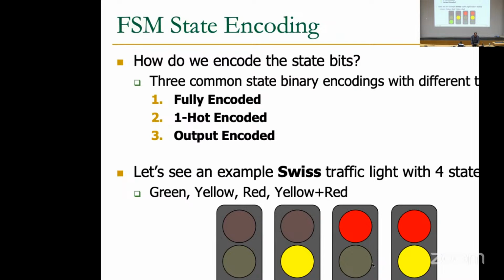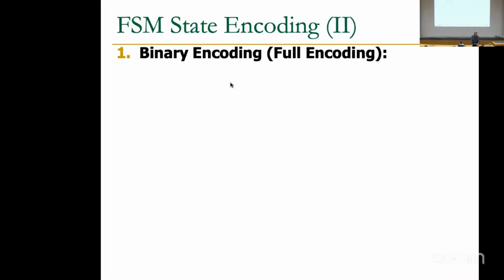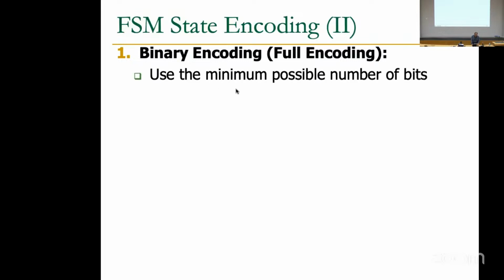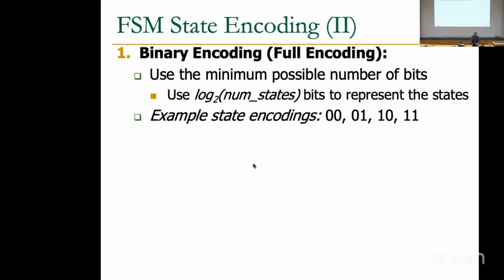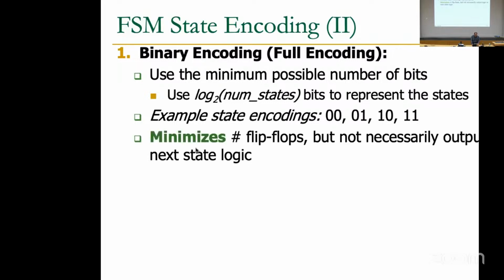So essentially we have 4 states, and now we want to encode them. With binary encoding, or full encoding, we use the minimum possible number of bits, which is log 2 of the number of states, bits to represent the state. So here we have 4 states. That means we need 2 bits to encode them. So that minimizes the number of flip-flops, but not necessarily the output logic or next state logic. So here is a trade-off that you can assume.